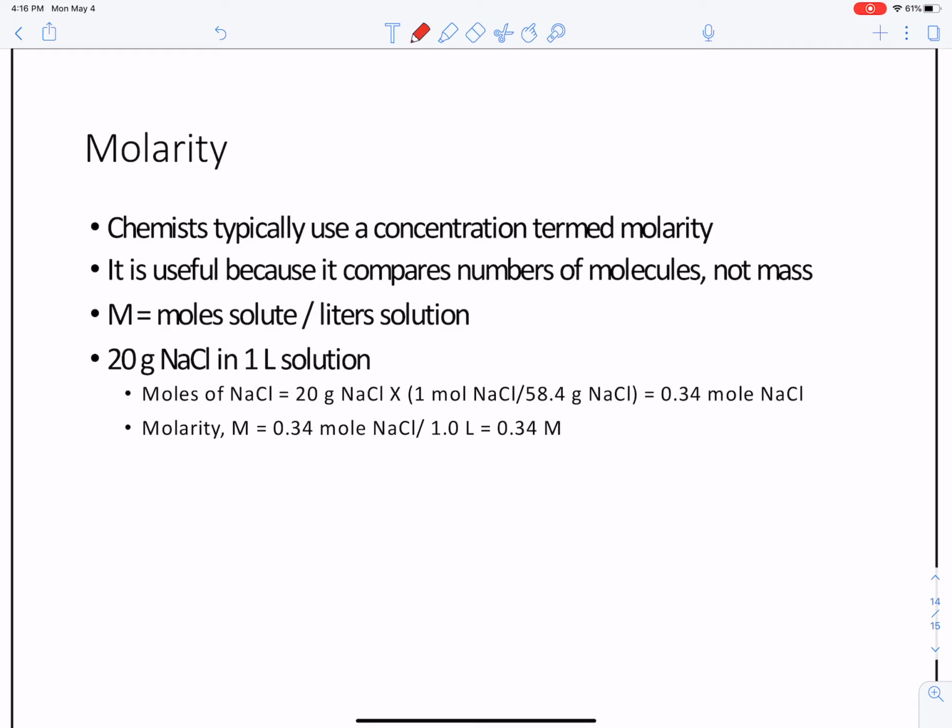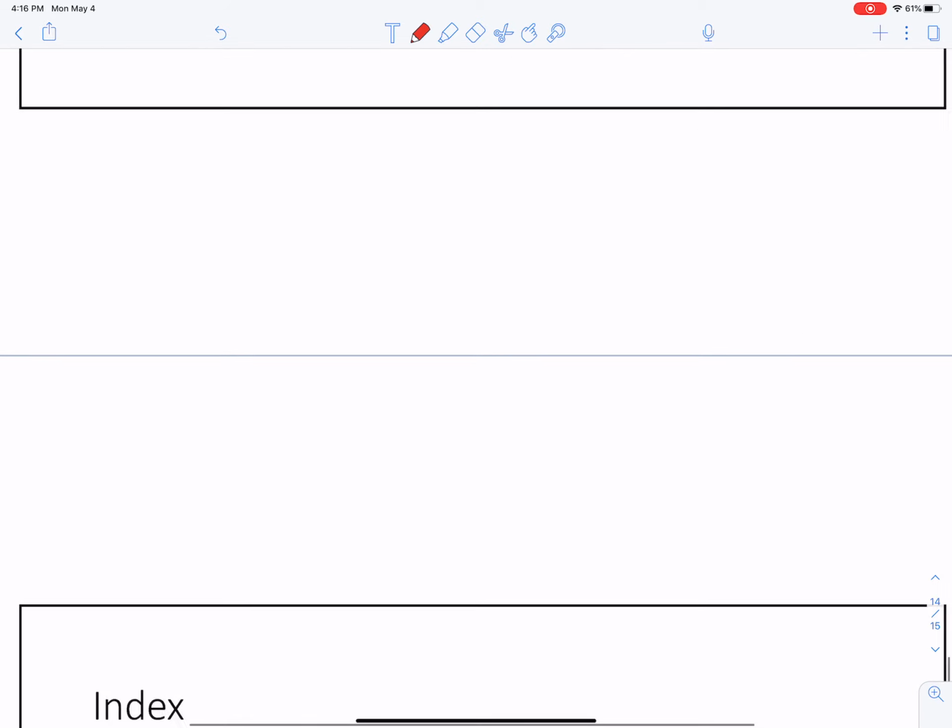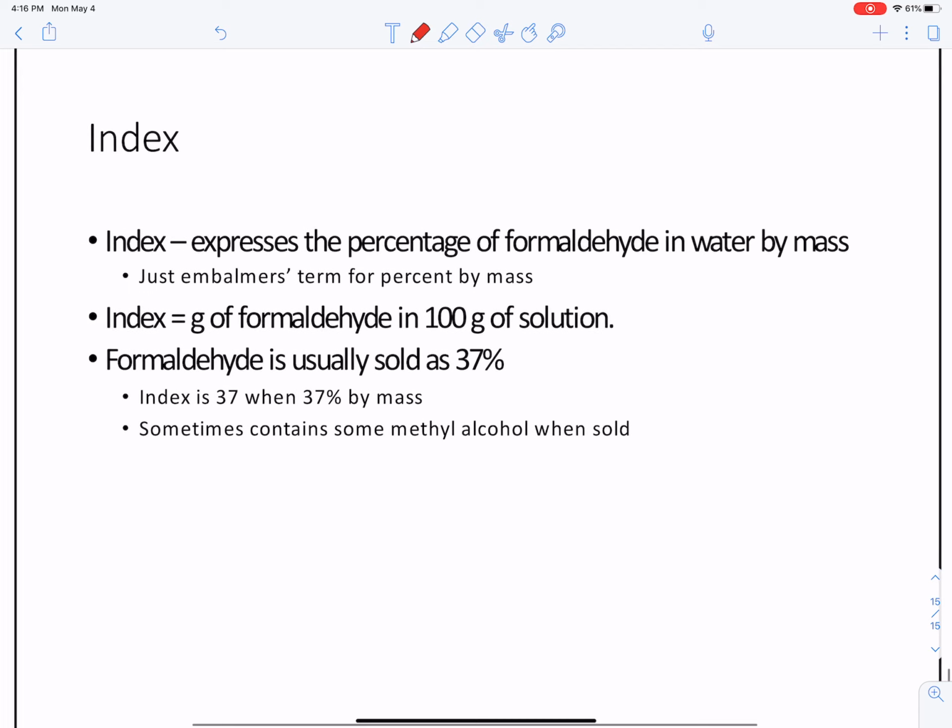So this is an example of the molarity. Notice that we can look at 20 grams of NaCl in solution. So we convert the 20 grams of NaCl into moles of NaCl. Notice that the grams canceled there, and we're left with moles. So 0.34 moles divided by 1 liter gives us 0.34 molarity. Again, you're probably not going to mess with this.